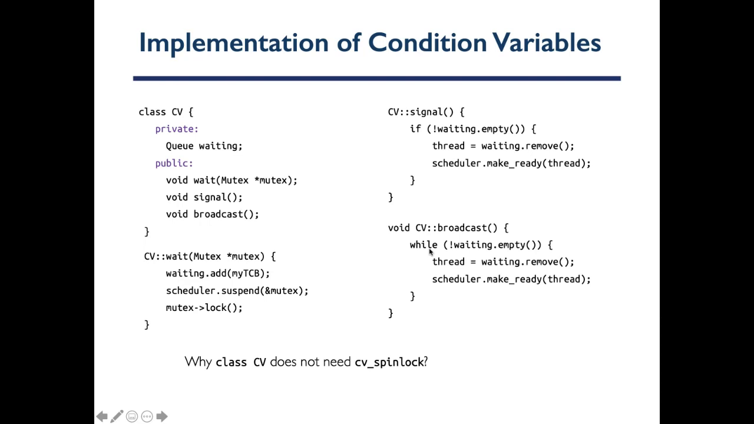So a question here. If you look at this class condition variable, you don't see any spin lock for the CV. Why is that? If you go back to any of the other classes that we implemented, the scheduler, the mutex, the semaphore, they all had a spin lock. Whenever we were updating the internals of that class, we would use that spin lock. But in this implementation, I don't have any spin lock. Can you think of a reason for this? I'm going to wait a little bit.